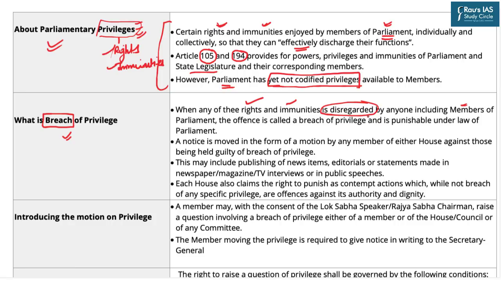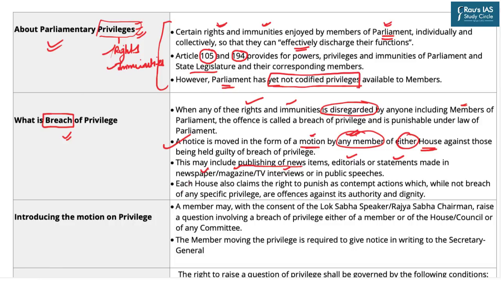And if this breach of privilege is committed, a notice is moved in the form of a motion by any member of either house against those held guilty of breach of privilege. Now, this fact is very important: the notice is moved in the form of a motion by any member of either house. This may include the publishing of news items, editorials, or statements made in newspapers, magazines, TV interviews, or in public speeches.